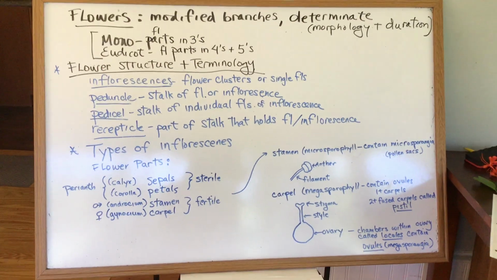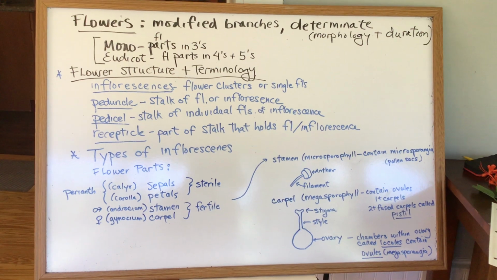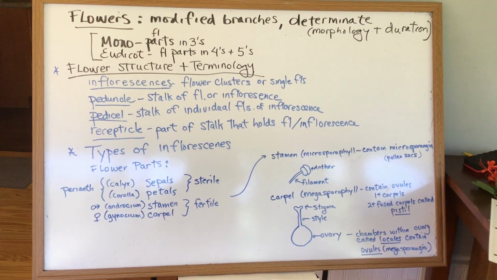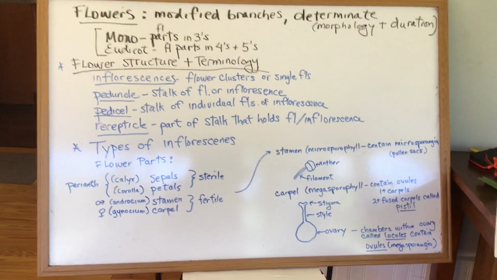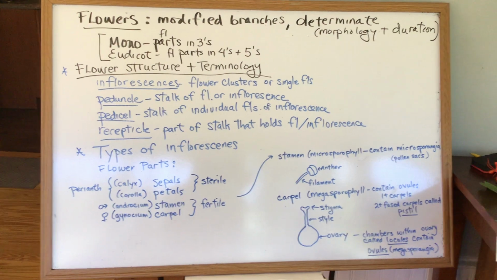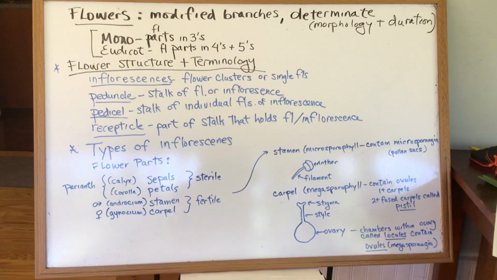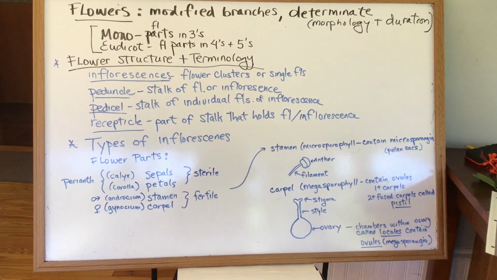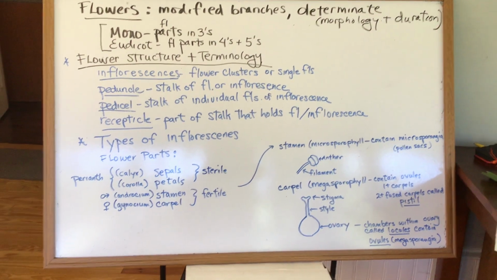They are determinate, much like leaves are. That is, they grow to a certain size and shape, and that is related to the species. And they have a certain duration. That is how long they are going to last and when they are coming out, etc. And that, of course, is hormonally and genetically controlled, like we talked about previously. Monocots have flower parts in threes, and eudicots have flower parts in fours and fives.